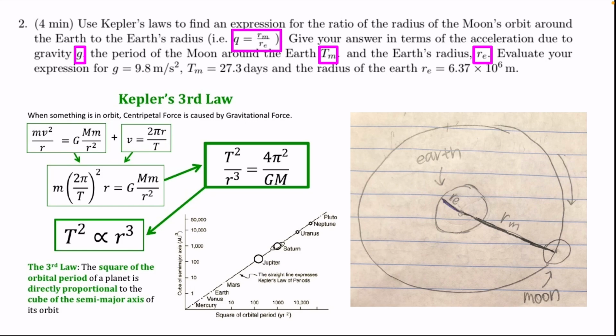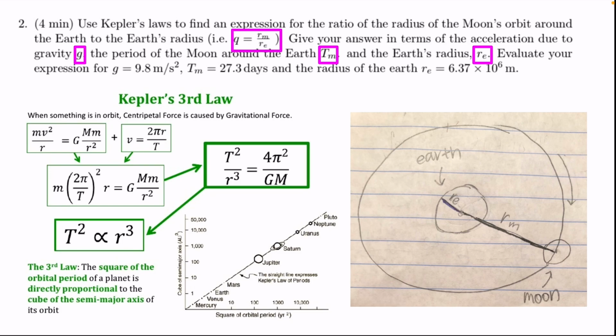So one of the key things that's going to help us with this is just Kepler's third law, which basically implies that period and radius are proportional to each other, and so we can use a bunch of the equations that relate to it in order to find an expression that has R sub m over R sub e on one side.